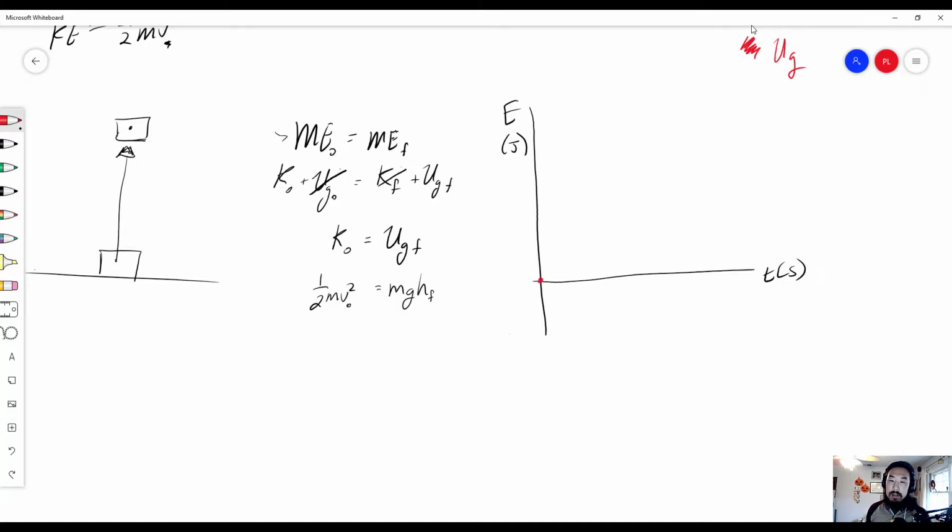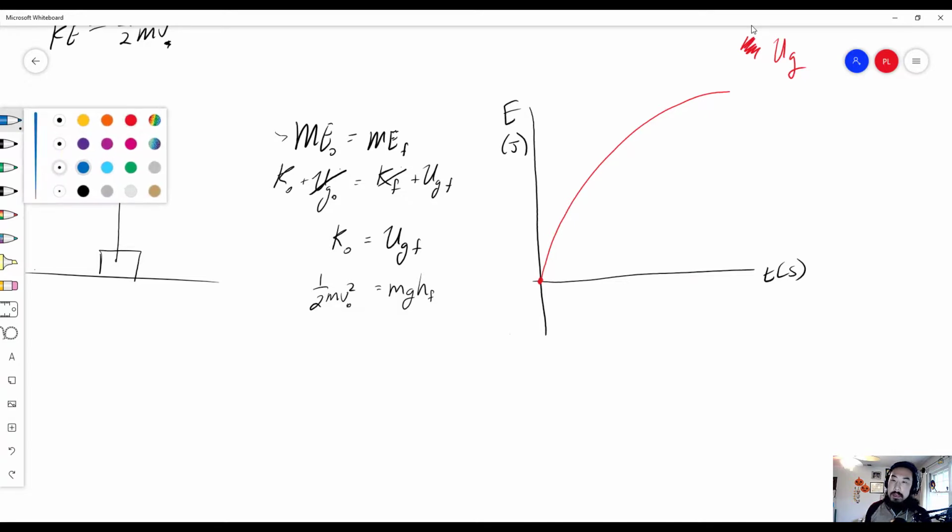So we have a gravitational potential energy down here, and as it goes up in height, we get this beautiful little curve right there. So we get this petering out effect, and the inverse of that would be the kinetic energy graph. Kinetic energy, and we will get the inverse. So it looks something like this.